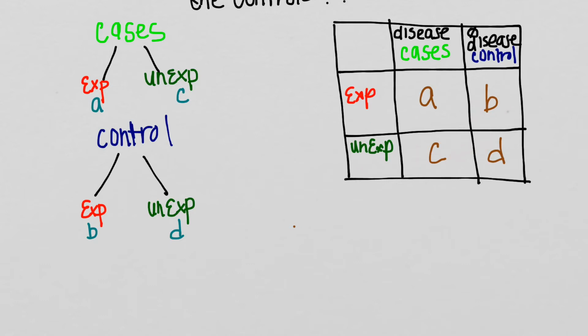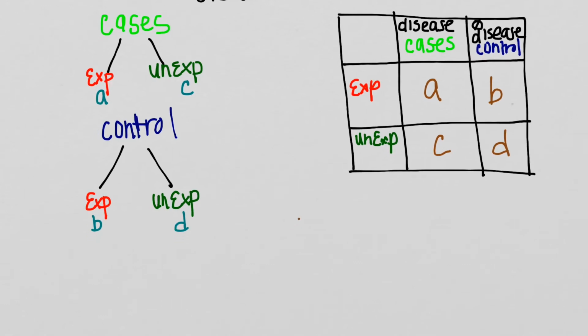So in cell A, for the cases, what we can say is in those individuals who took the drug, they had the heart attack or suffered from a heart attack. In those individuals who took the drug and didn't have a heart attack, that would be cell B. In those individuals who did not take the drug but suffer from a heart attack, that would be cell C. And those individuals who did not take the drug and did not suffer from a heart attack, that would represent cell D.